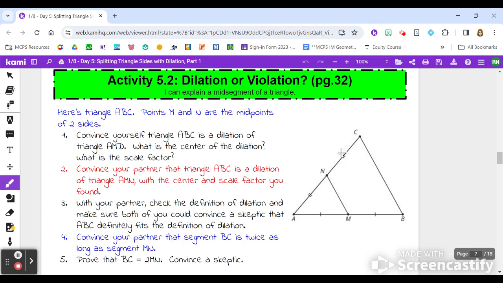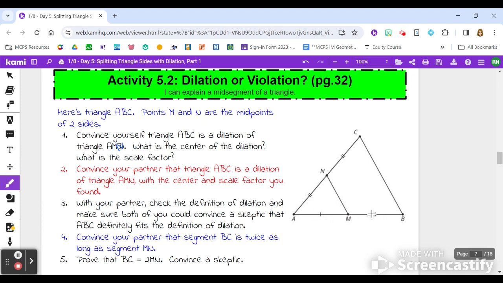So again, here's triangle ABC, the same triangle that we just had. We just took point L off of side CB. So you just see two triangles: little triangle AMN, and big triangle ABC. Points M and N are the midpoints of two sides. Convince yourself triangle ABC is a dilation of triangle AMN. It should be an N there, not a D. What is the center of dilation and what is the scale factor? So when I look at these two triangles, I notice that these two parts are congruent.